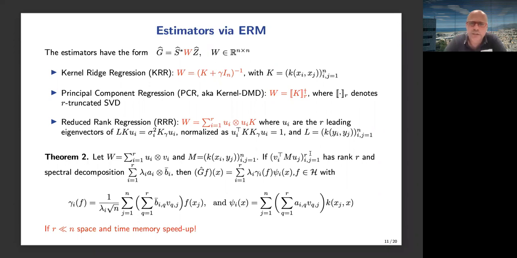It's a bit complicated to explain, but at the end the result is quite simple. And the bottom line is that if R is small, like in the case of kernel ridge regression, this methodology saves both space complexity and computational time in computing the estimator.